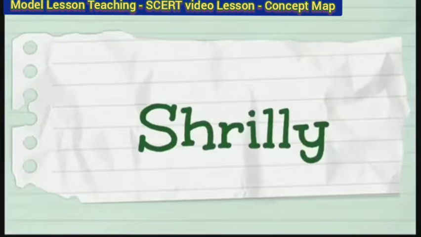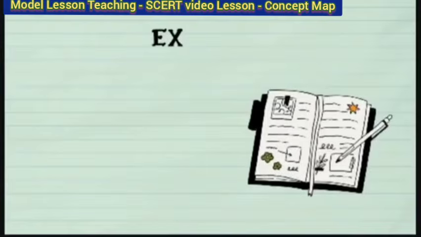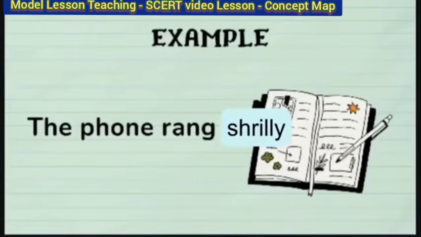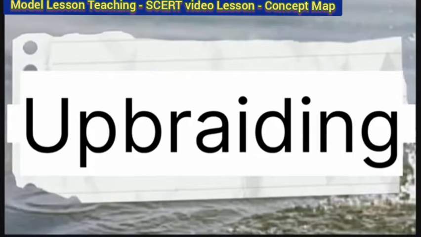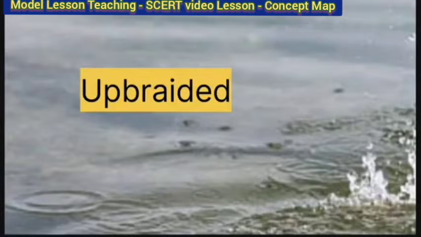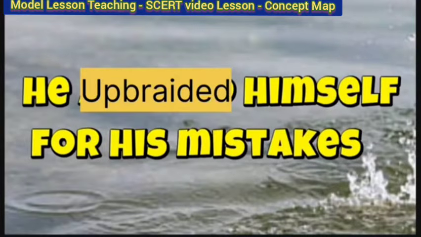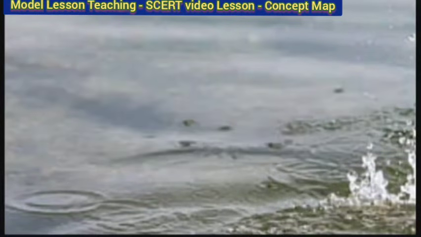One more word is shrilly. Shrilly means loudly. తెలుగులో దీన్ని బిగ్గరగా అంటారు. For example, the phone rang shrilly in the hall. Last word is upbraiding. Upbraiding means scolding. తెలుగులో తిట్టుట అని అర్థం. For example, he upbraided himself for his mistake.